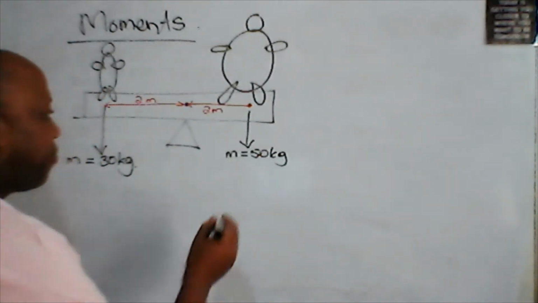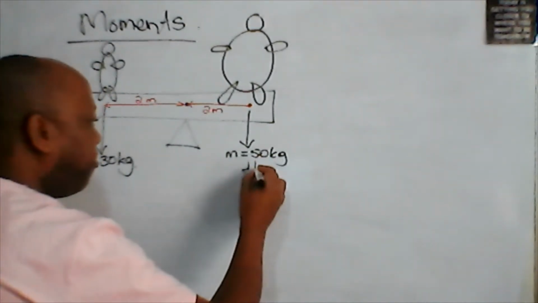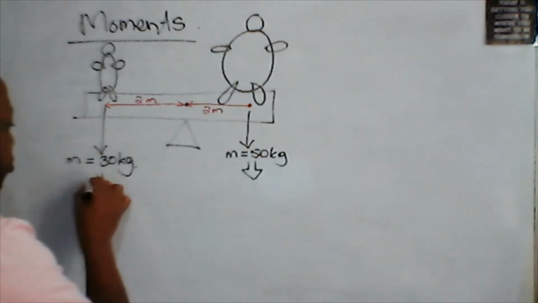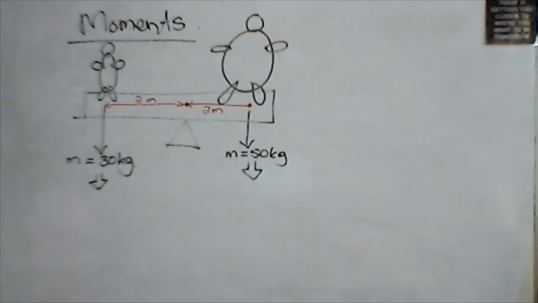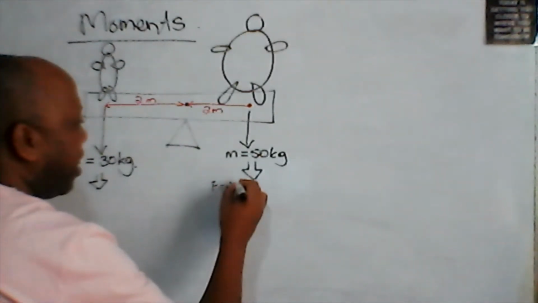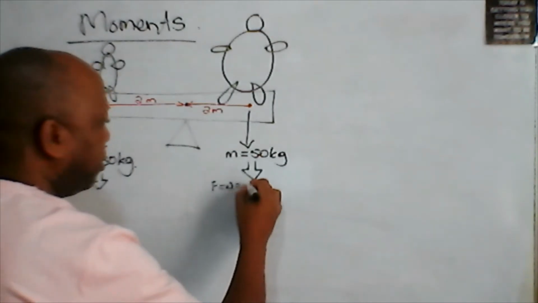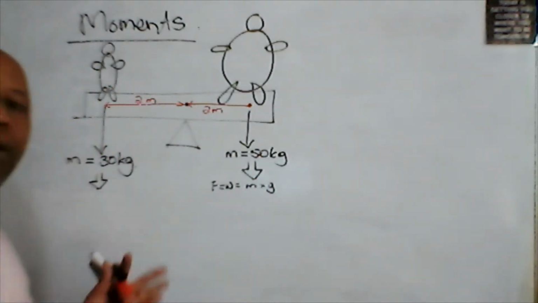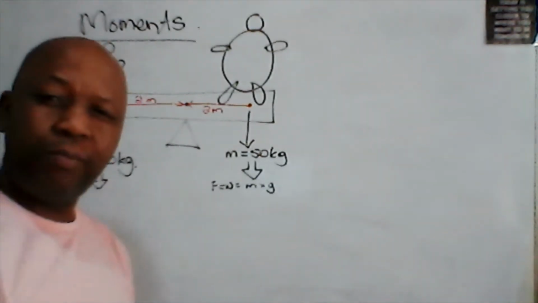First things first, we need to calculate how much force is being applied by that person. We know that the force is the same as the weight. Weight is mass multiplied by gravitational acceleration. And for this purpose, we shall take it as 10 meters per second squared.